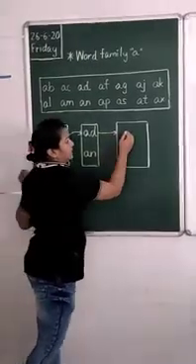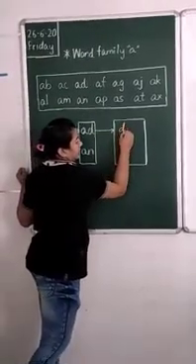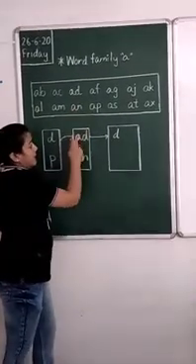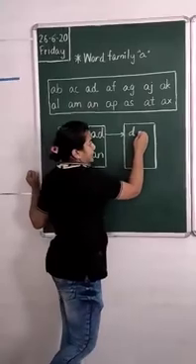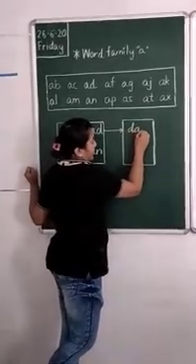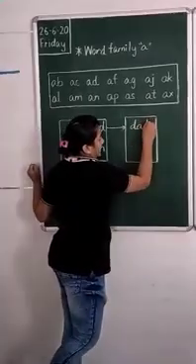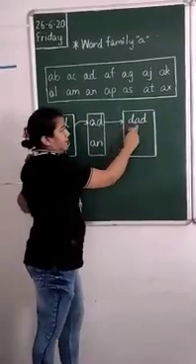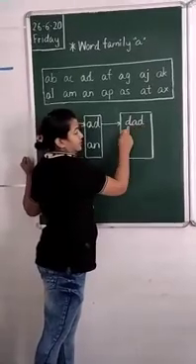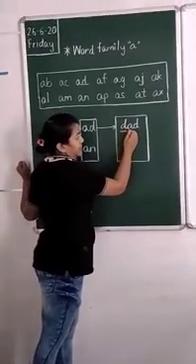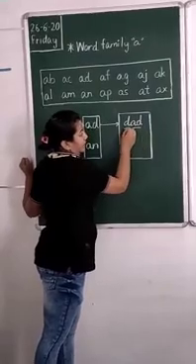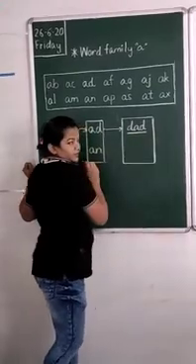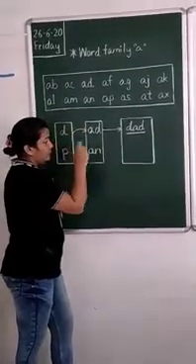I will write D. D says D. This is add. We have studied here add. So I will write A, D, add. This is D says D. This is add. So when you mix it, D, add, dad, it becomes dad. Okay, this is how we read it.